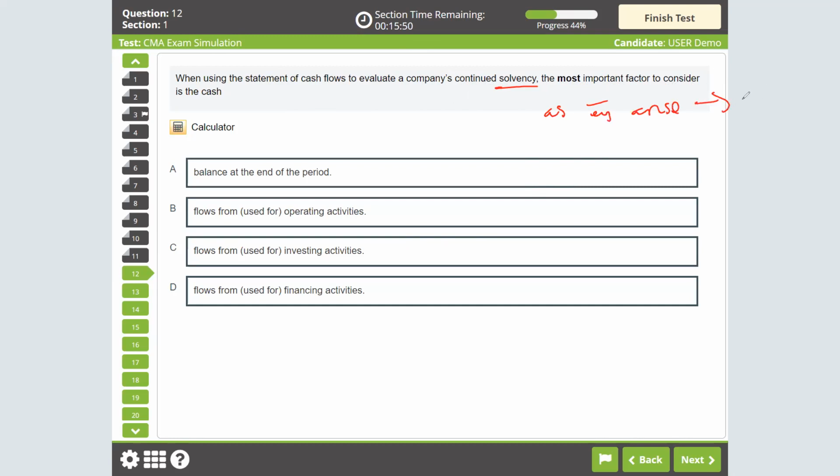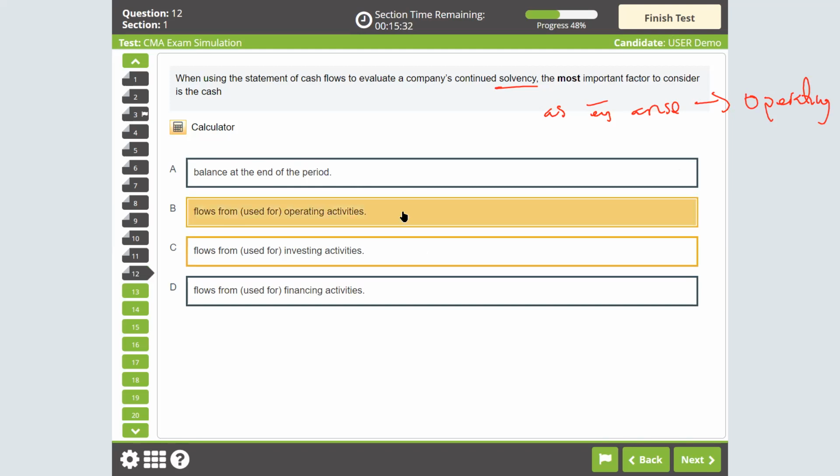So this tells me that we are dealing with operating activity. So when I look at my answer choices, I only have one, which is option B, that has cash flow from or used for operating. So certainly and definitely the correct answer is B, because we are dealing with an operating activity. So cash flow from or used for operating activities. So B is the correct answer. I'm going to solve this.